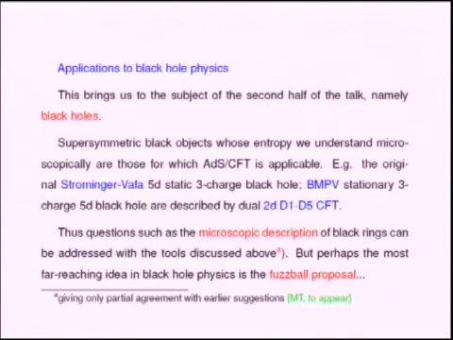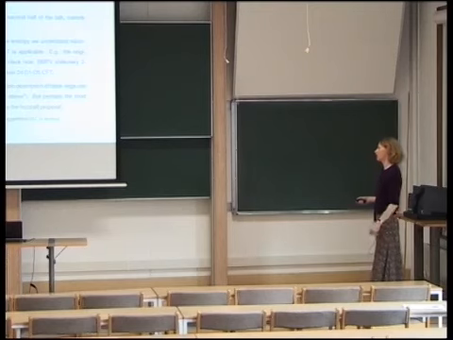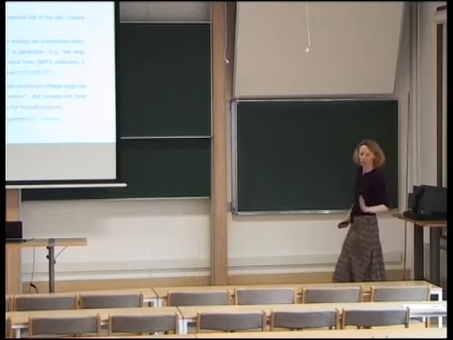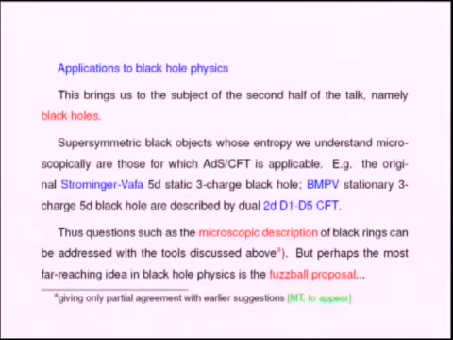So questions such as the microscopic description of black rings can certainly be addressed with the tools discussed above. In this case, we have explicit supergravity solutions for supersymmetric black rings. It's an open question how these are described in the conformal field theory. You can use these tools. I have a paper which is going to appear to say that earlier suggestions are partially right, partially wrong. I'm not going to discuss this anymore. I'm going to move into another idea in black hole physics, which is certainly a far-reaching idea, the Fuzzball proposal.